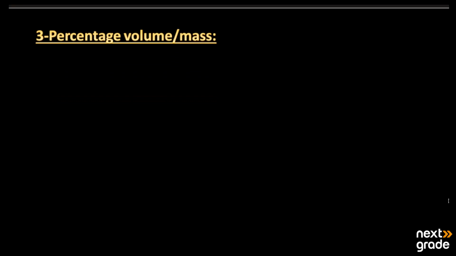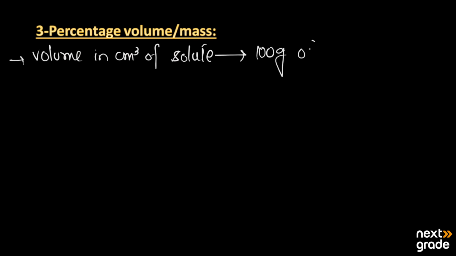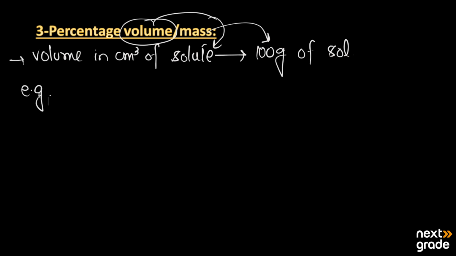And the third one is percentage volume by mass. Percentage volume by mass means the total volume in centimeter cube of solute that gets dissolved in 100 grams of solution. So here the volume shows the solute, and the mass shows the solution.